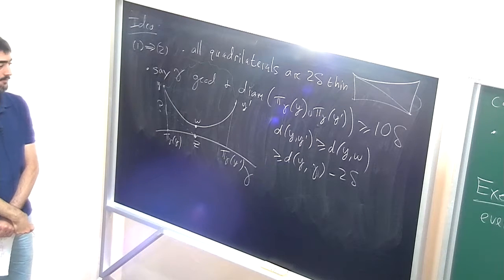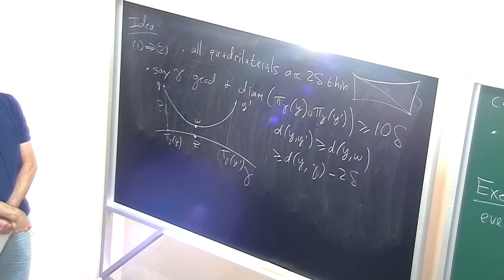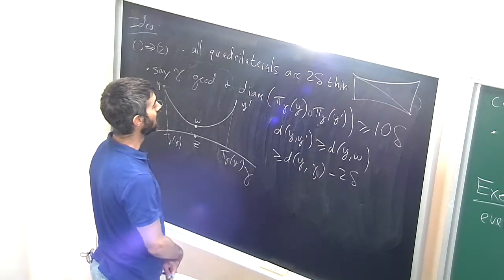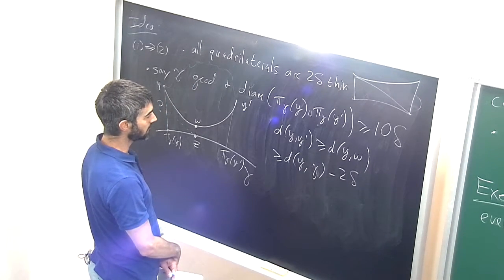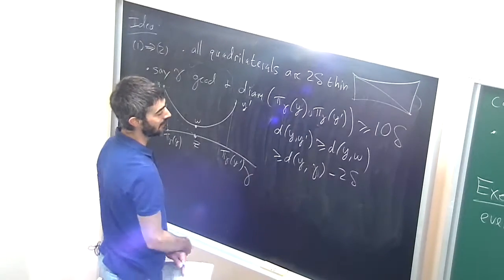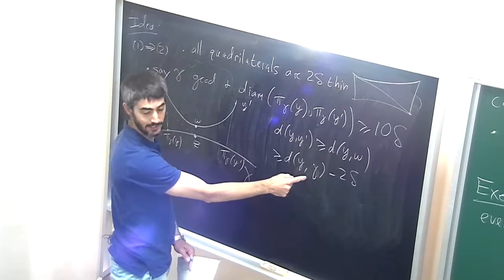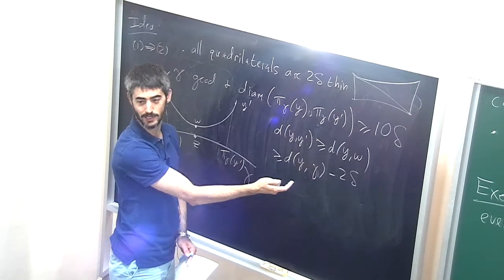OK? Because z is a point on the geodesic. All right, so what did we show? We showed kind of the other way around. We showed that if it's too big, then the distance is bigger than this. That's like the contrapositive of what we wanted almost, right?